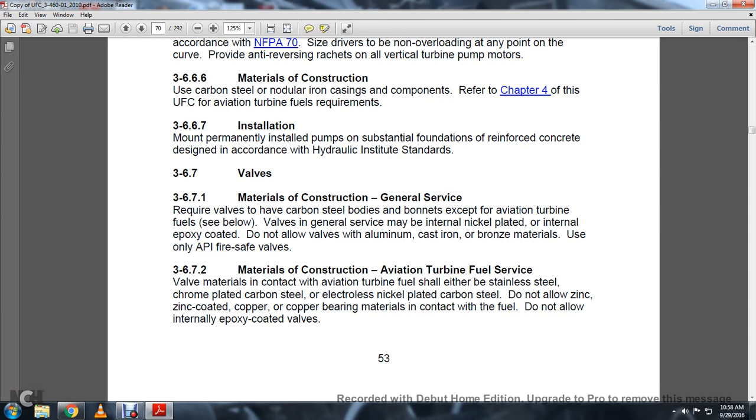Use only API fire safe valves. 3672, Material of construction, aviation turbine fuel service. Valve materials in contact with the aviation turbine fuel shall be either stainless steel, chrome plated carbon steel, or electroless nickel plated carbon steel. Do not allow zinc coated or copper bearing materials in contact with the fuel.